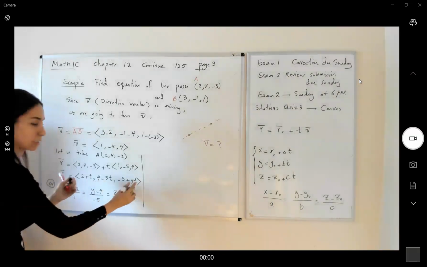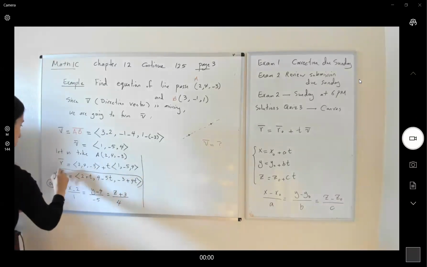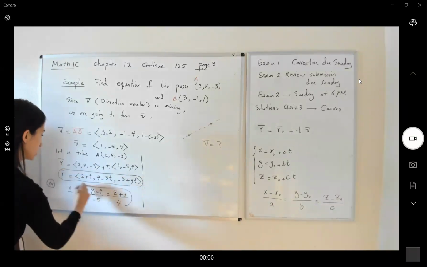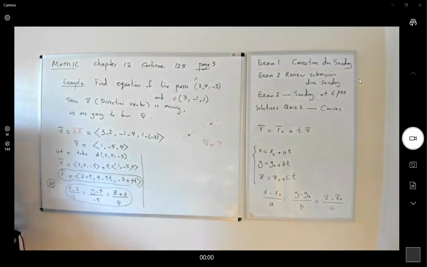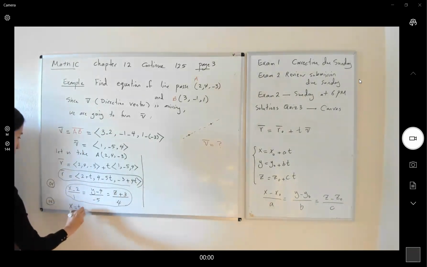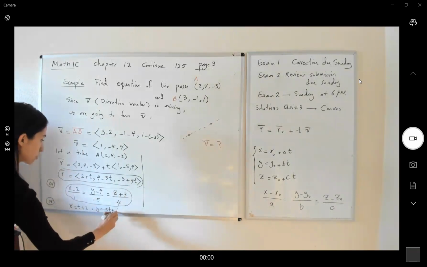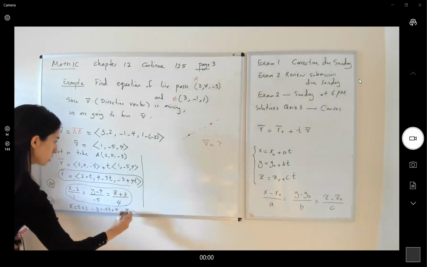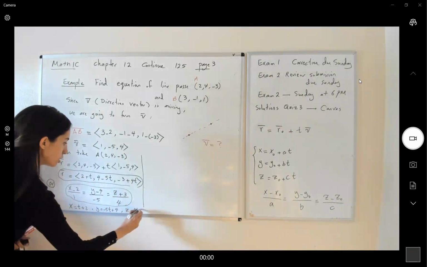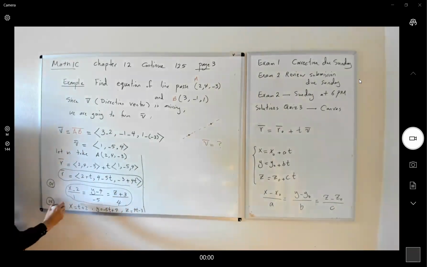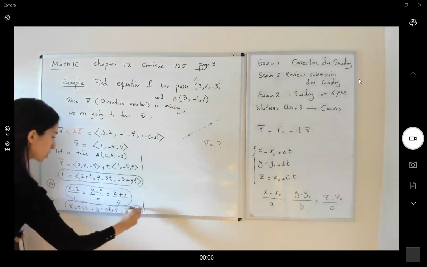So you can leave it as it is, or you can write the symmetric equation, or you can just say that, hey, x is t plus 2, y is minus 5t plus 4, z is equal to 4t minus 3. So either of these, okay.